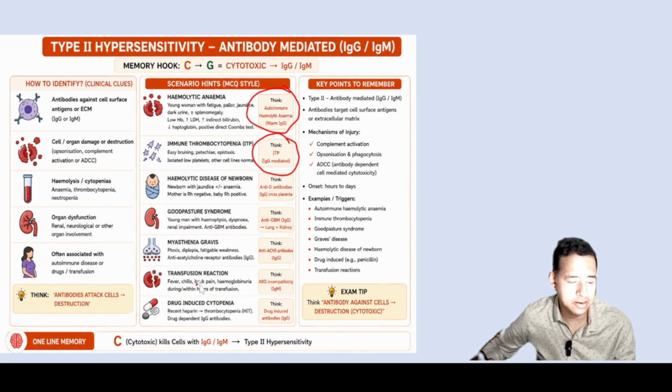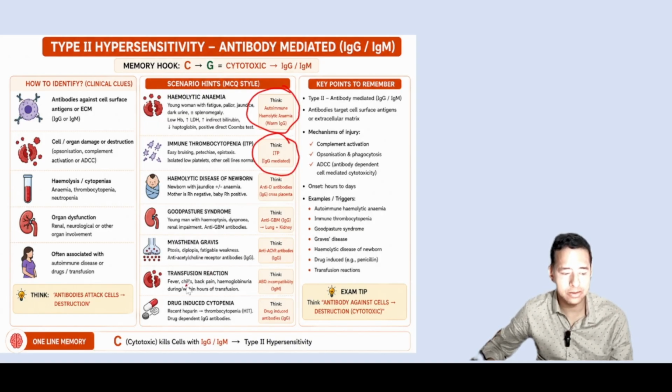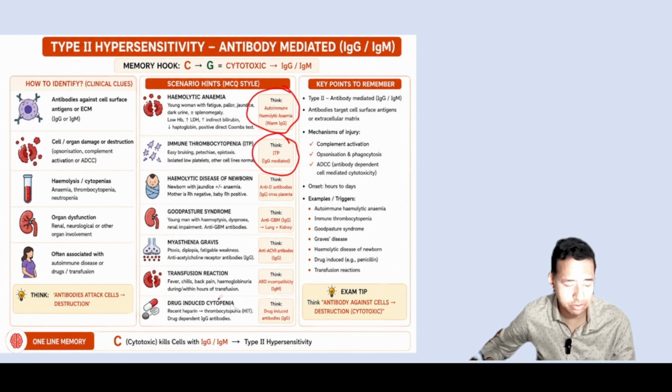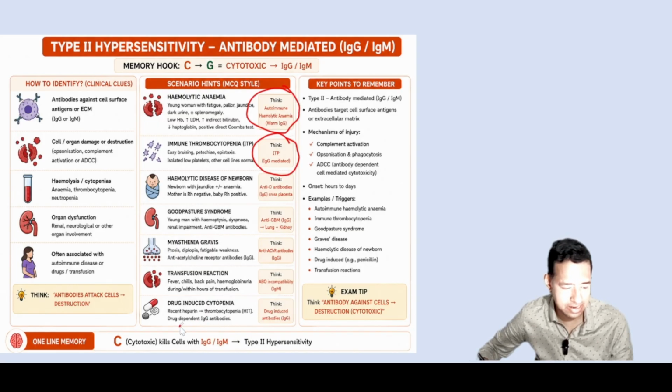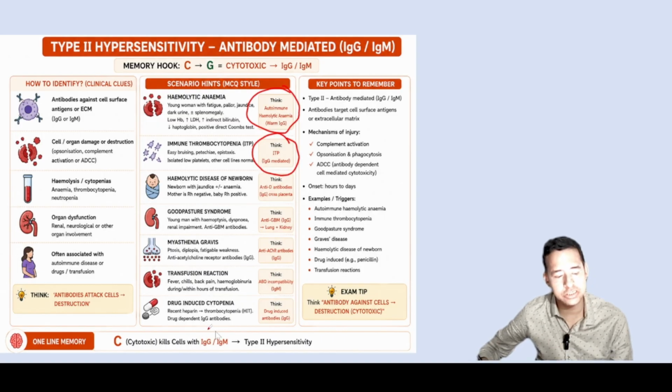Transfusion reaction is most frequently asked perioperatively, along with fever, chills, back pain, and hemoglobinuria during or within hours of transfusion. Definitely more than hypersensitivity, they will ask you the complication, as I discussed previously, hyperkalemia. Okay. And drug-induced cytopenia, like heparin-induced thrombocytopenia, HIT. Okay, and next is drug-dependent IgG antibodies.